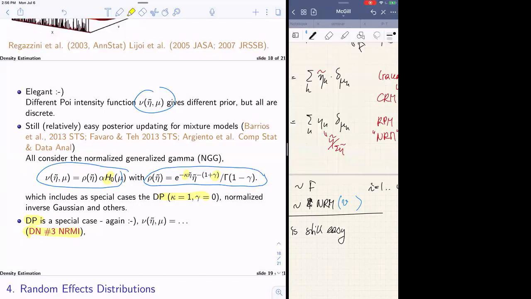You can make good arguments why those are more useful than Dirichlet process mixtures, although they're not that much more difficult. Let me just point you to these two nice papers to review for posterior inference in these models. And I still want to use my last few minutes of glory to talk through random effects distributions, unless this is also a good moment to ask any questions, comments, complaints.